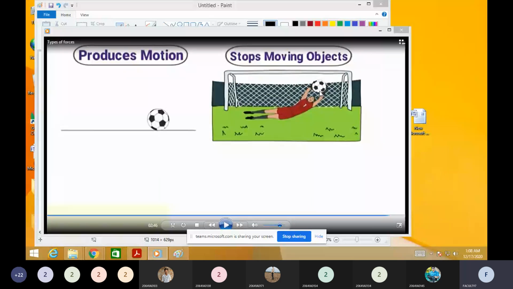Okay, now here moving objects can also be stopped. A football, and this particular goalkeeper is stopping it because he is exerting some force. In the first case, the ball was actually at rest, so as you apply the force, it moves. So you are creating a motion here. Now here a moving object is there that you are going to stop. This particular force is applied, so that's why you are able to stop the moving object.